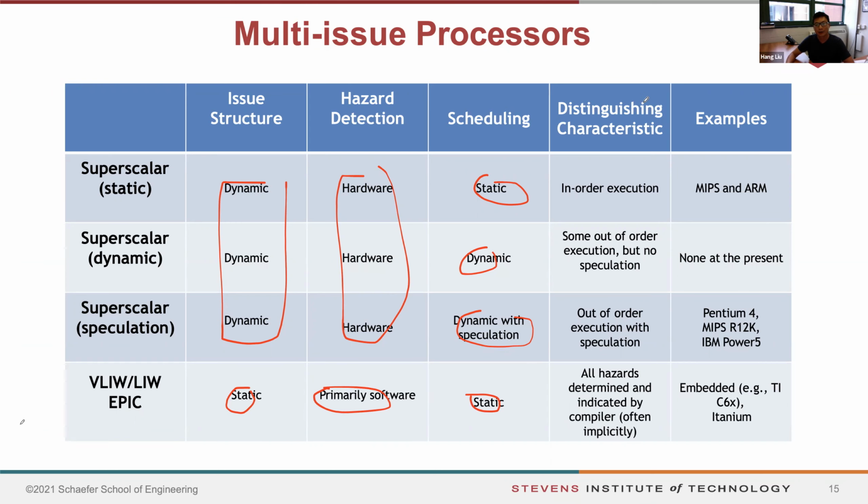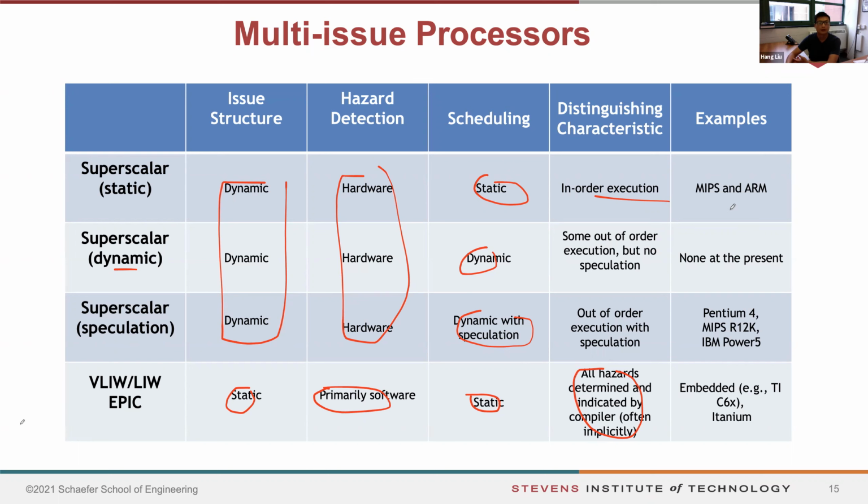The distinguishing characteristic is that superscalar with static scheduling does in-order execution. Superscalar with dynamic scheduling does some out-of-order execution, but no speculation. It's like Tomasulo's algorithm. Superscalar with speculation does out-of-order execution with speculation. For VLIW, all hazards are determined and indicated by the compiler, often implicitly. So they basically are done at a very early stage before execution.